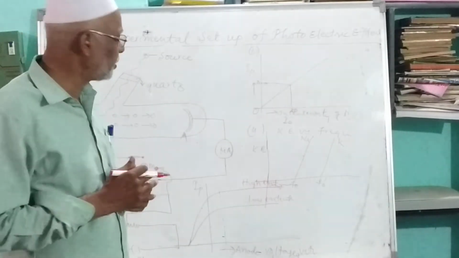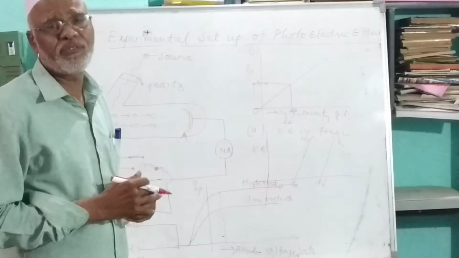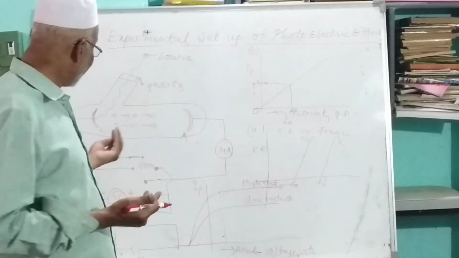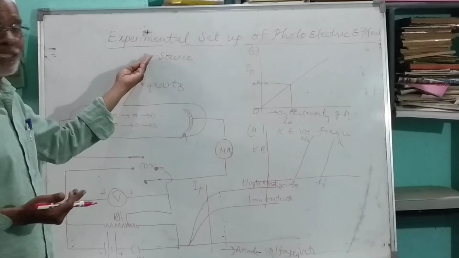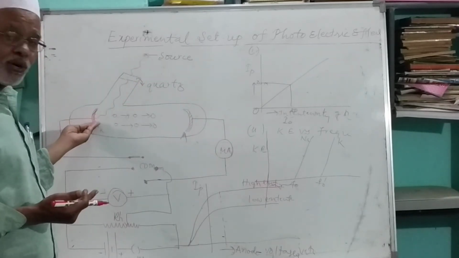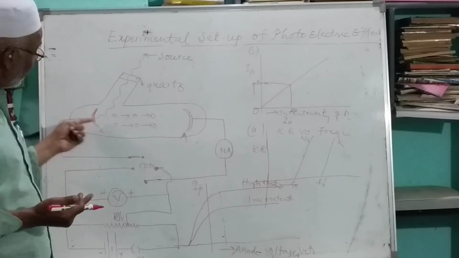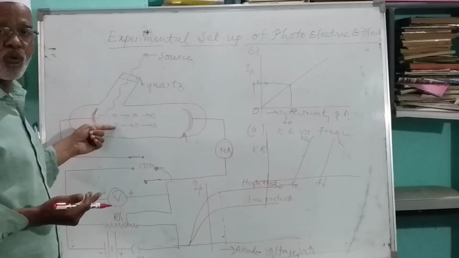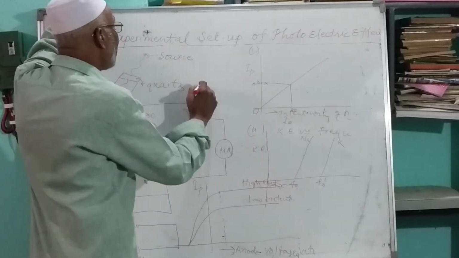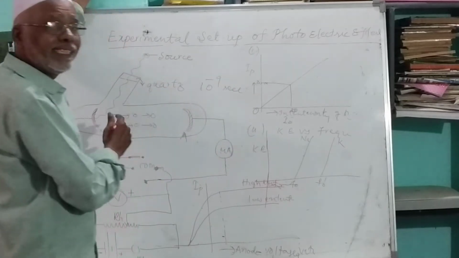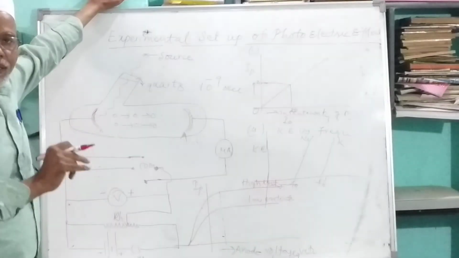So instantaneous ones, what we mean by instantaneous is very quick. As soon as the light radiation is incident on this cathode, the time lag between the incident radiation and the emission or liberation of the photoelectron is 10 to the power minus 9 seconds. So that means this event is going to take place in nanoseconds.